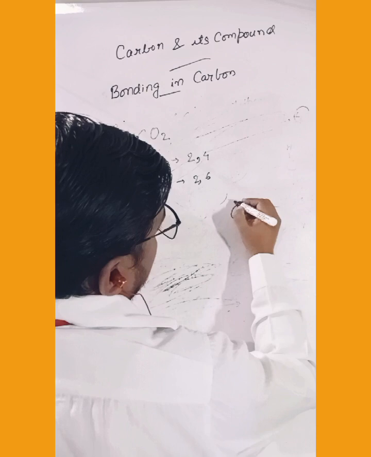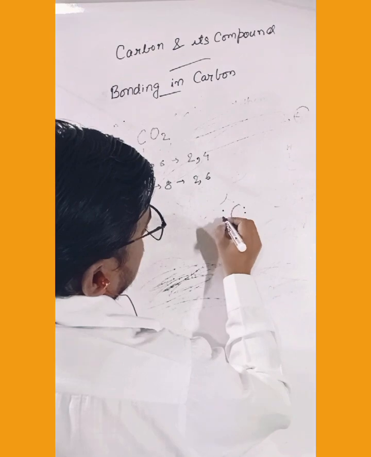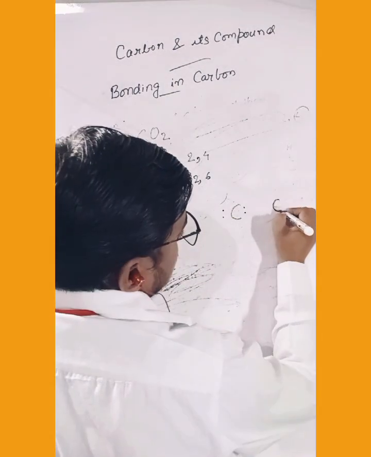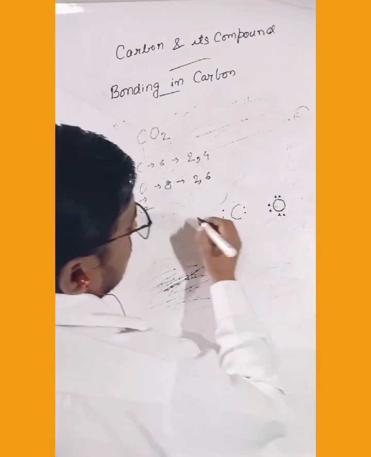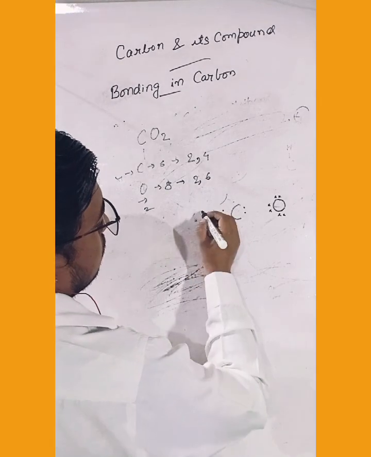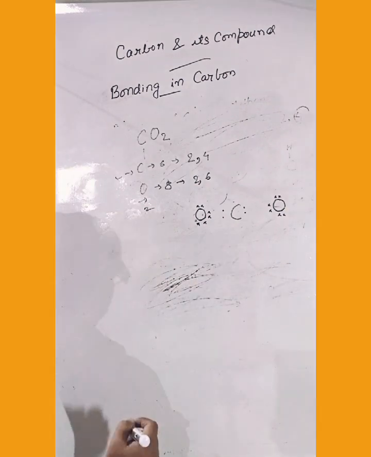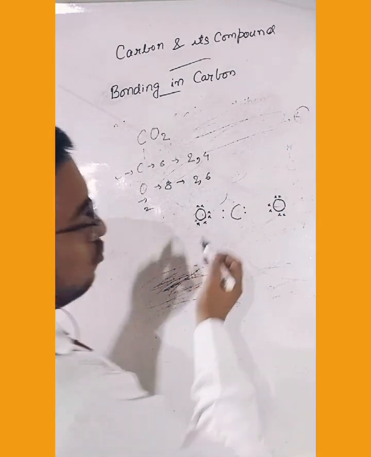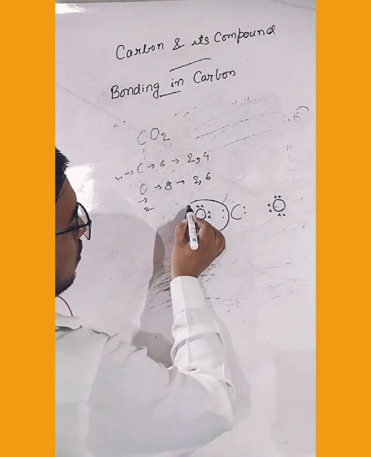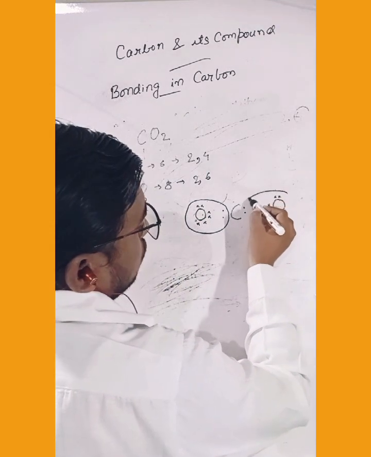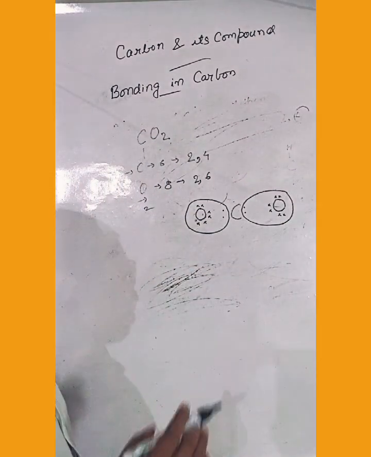This is carbon, it has 4 electrons. Draw this in this manner, and for oxygen, draw all 6 electrons with crosses. Oxygen requires 2 more electrons, so it is going to share 2 electrons with carbon. In the same manner, the second oxygen is also going to share 2 electrons. Now the octet of oxygen is completed.